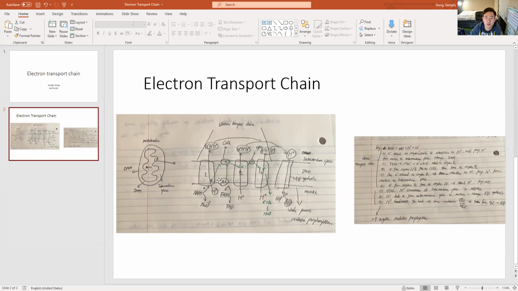Those electrons will then go to complex 3, and these made complex 3 attractive to a hydrogen ion and pump the hydrogen ions right here. So you can see many hydrogen ions right here. And then the electron transports into complex 4, pumping more hydrogen ions out. And you can see right here, now the hydrogen concentration at the intermembrane space is way higher than the matrix right here.